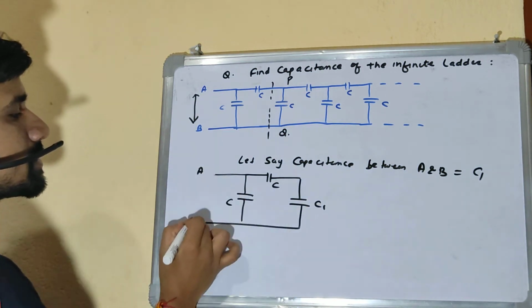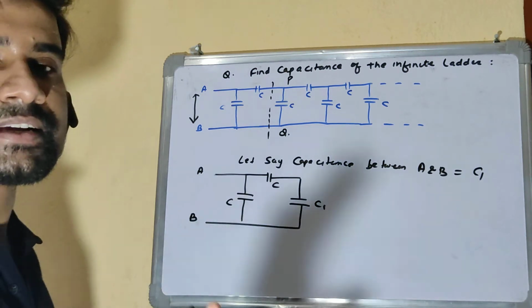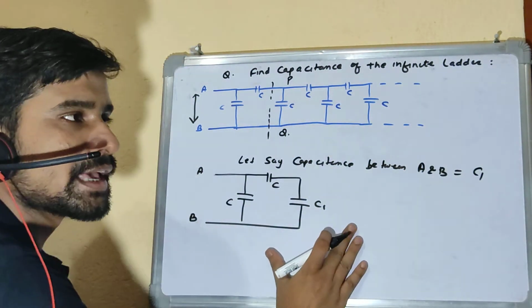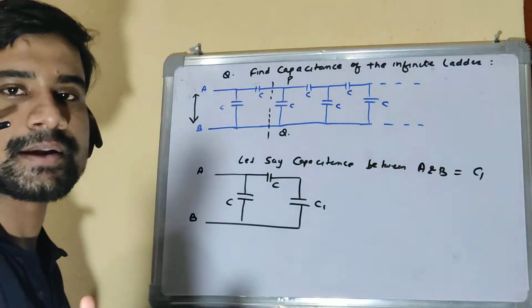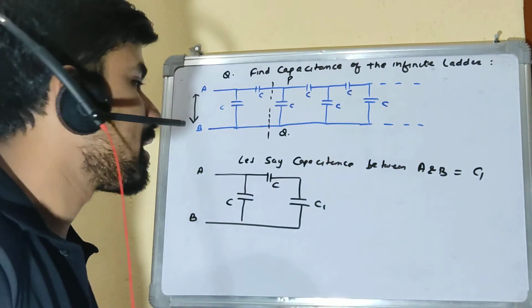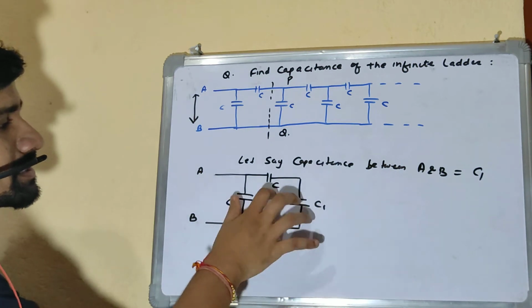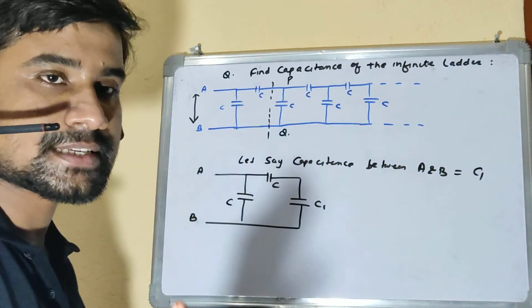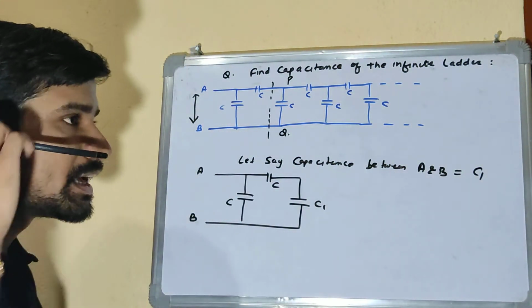This becomes C1. The resultant is C1, and this is also equivalent to this resultant, right? Now let's solve this problem analytically using series and parallel methods. This C1 and C are in series.